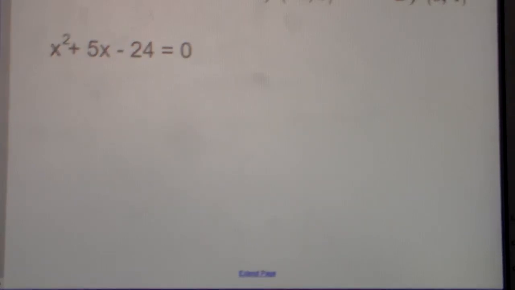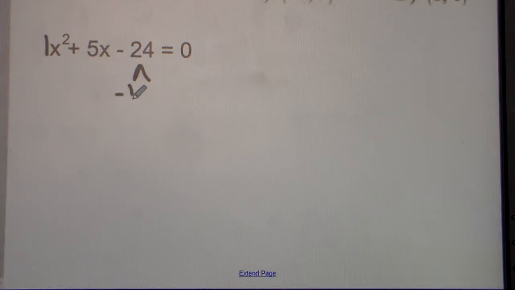Now, with that being said, where this is a positive 1 in front, we then have to do 1 times negative 24, which gets you negative 24, and we got to find the factors of negative 24 that multiply together to get negative 24, and then add up together to get positive 5.